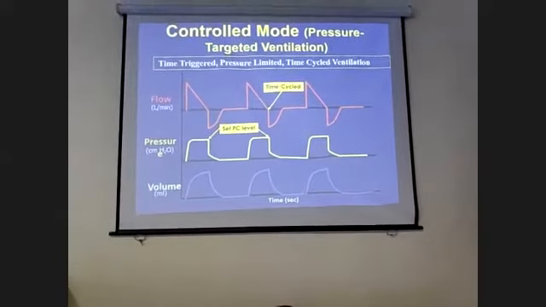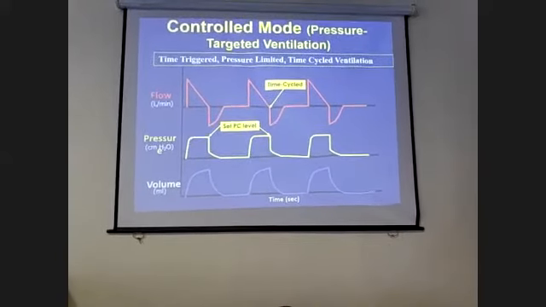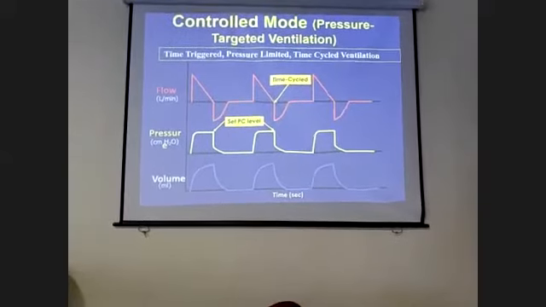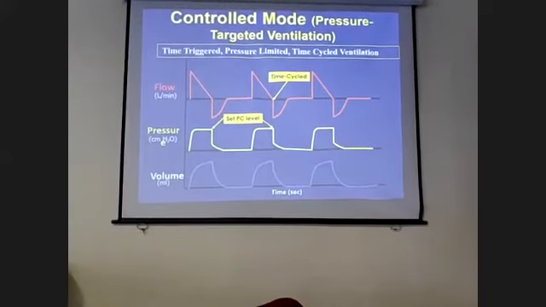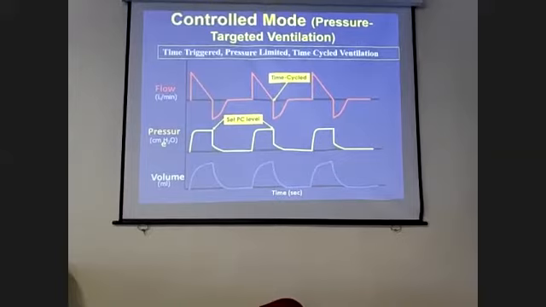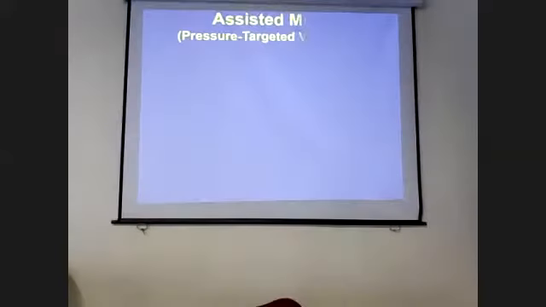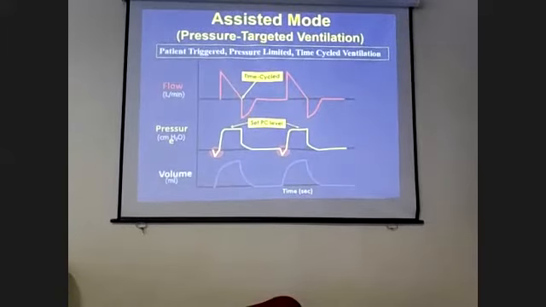What is happening here, you can see, this is the control mode. There is no change in the pressure, that means that the patient is cool and calm and completely relaxed. So whatever you are giving, your patient is accepting. Okay. Now we go to the second one, that is the assisted mode.